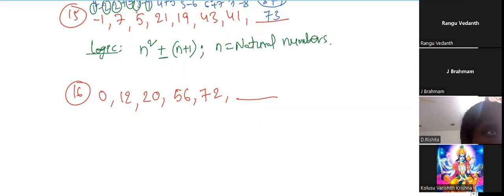There is a 0. Why are you not concentrating on this 0? How can we get 0? Maybe 1 square minus 1.